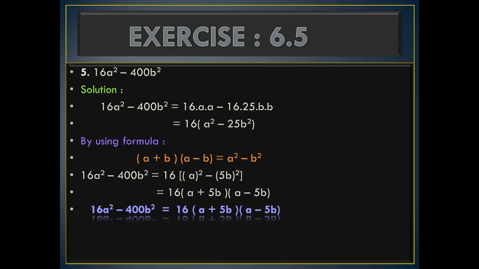We take 16 common. Now a into a, and the factors of 400 are 16 into 25, b into b. We take 16 common: a square minus 25b square. Now you see that within the bracket, we can take the square of these terms easily. a square is the square of a, and 25b square is the square of which number? 5b. Good. a square minus (5b) square: (a plus 5b)(a minus 5b).